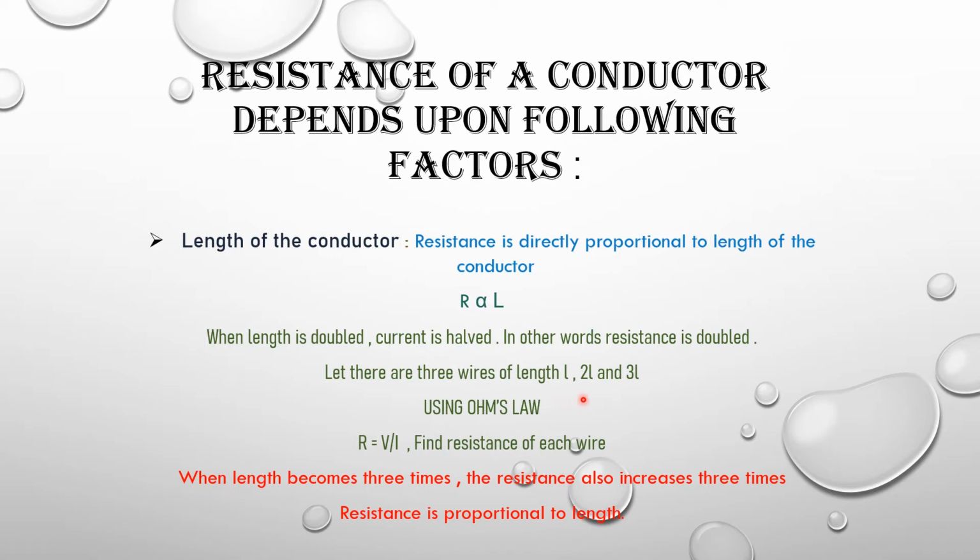We will take three wires of different lengths, L2, L3, and so on, and then calculate the resistance for each wire. And these conclusions we will get. When length becomes three times, the resistance also increases three times. This implies that resistance is proportional to the length. Now moving to the next slide.